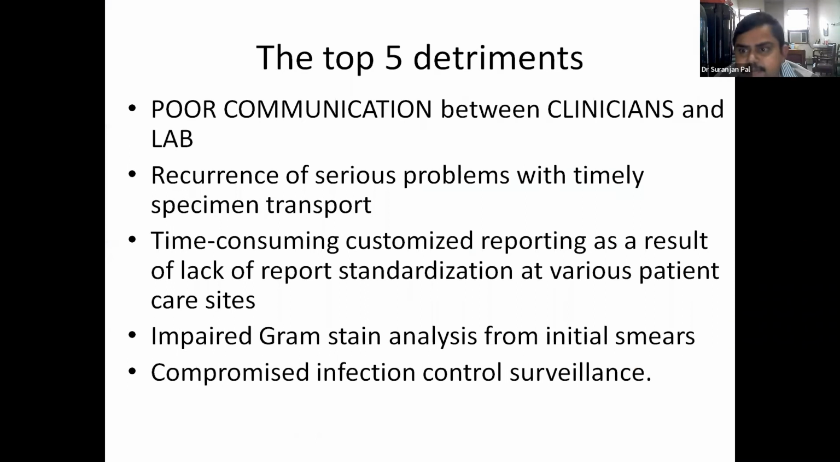So what are the detriments? What can we rectify from our side? We have to develop good communication. Poor communication is the major detriment between clinician and lab. Recurrence of serious problems with timely specimen transport. Often there is a comparison of data between delivery personnel transport and the pneumatic transport system. There is a huge increase in the yield in the case of the pneumatic transport system, but still it is not in practice in most labs.